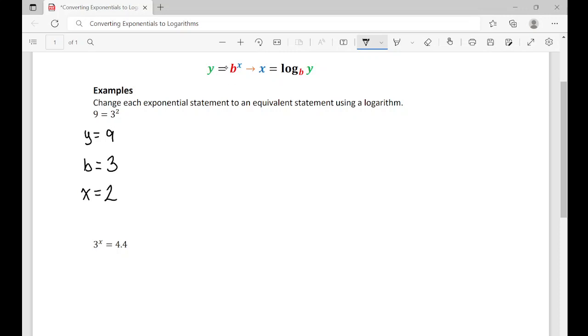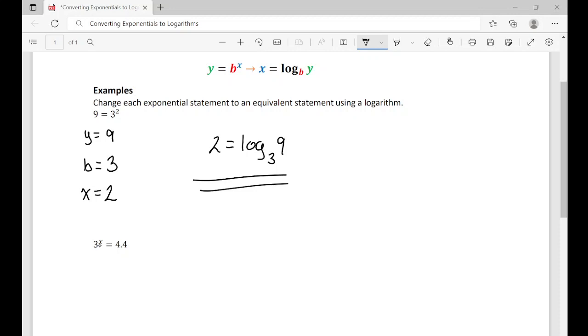So I now know what each one is from the form of the exponential, and now I'm going to plug it into the form of the logarithmic. So x first, so that's going to be 2, equals log base b, so the base is 3, so log 3, and then y, which is 9. And that's all you do. That is the equivalent log statement for this exponential.